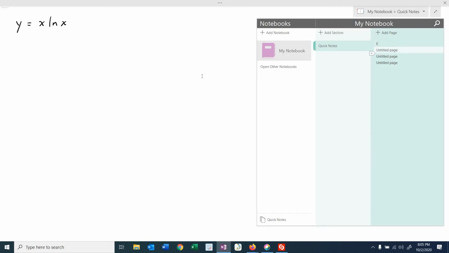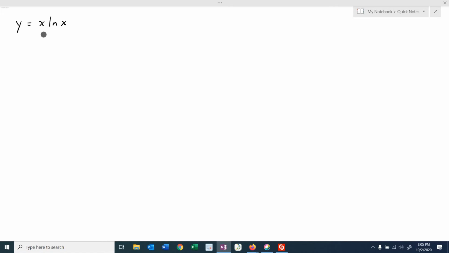All right, let's say you want to find the derivative of x times ln of x with respect to x. Okay, so to find this derivative, we're going to have to use the product rule because that's the product of two different functions. The product rule says you take the first and you multiply it by the derivative of the second, and then you add that to the second times the derivative of the first one.